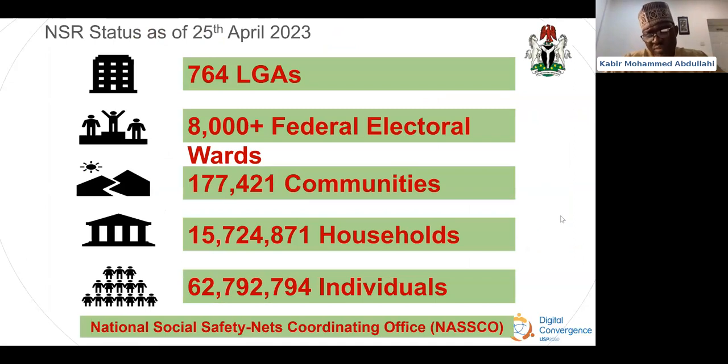We have registered about 15 million. Nigeria has about 40 million households, and we've registered over 15.7 million households into the registry of poor and vulnerable households. There are 17 million poor and vulnerable households in Nigeria. Out of the 40 million households in Nigeria, 15 million are registered, equivalent to about 62 million individuals. We are in 764 out of 774 local government areas, covering the 36 states of the Federation, including the Federal Capital Territory. We are in 8,000 out of the 10,000 wards across the country. Next slide, please.